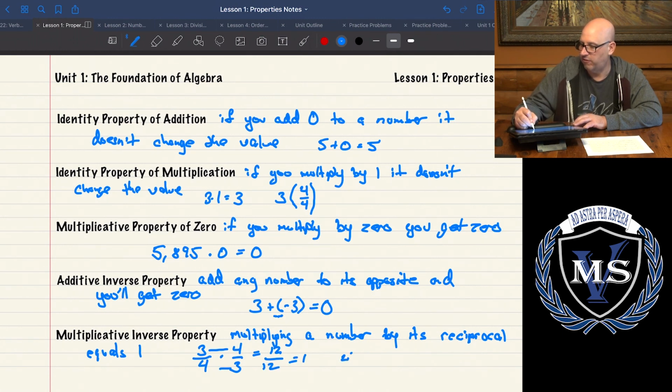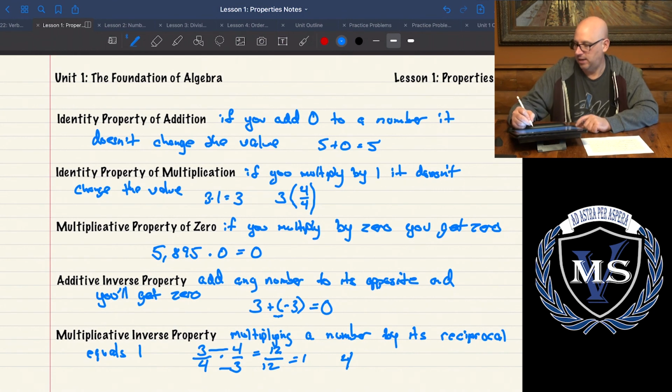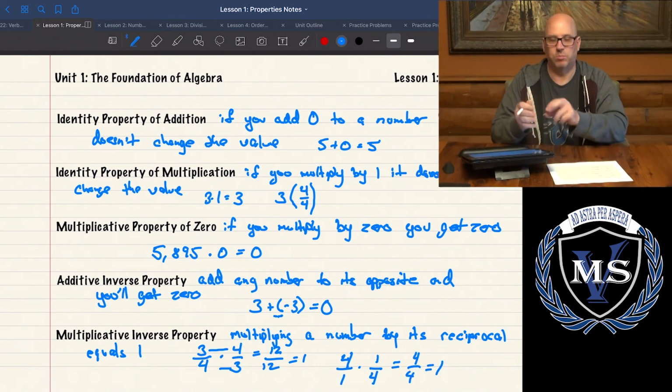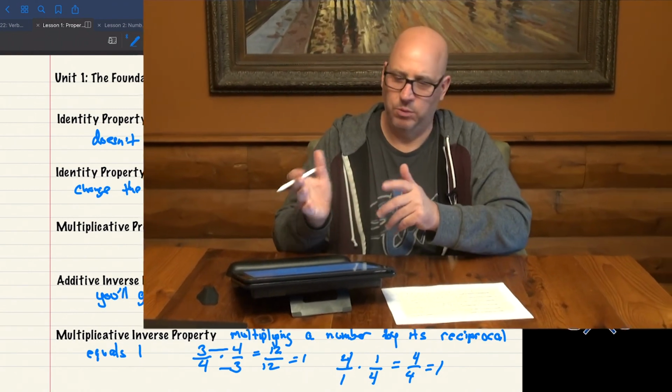If I had a number 4, a whole number, any whole number can be made into a fraction by putting it over 1, by the way. So this is the same thing as 4 over 1. Multiply it by its reciprocal, which is 1 over 4. Again, straight across, you get 4 over 4, and that's equal to 1. So multiplying any number by its reciprocal is equal to 1.